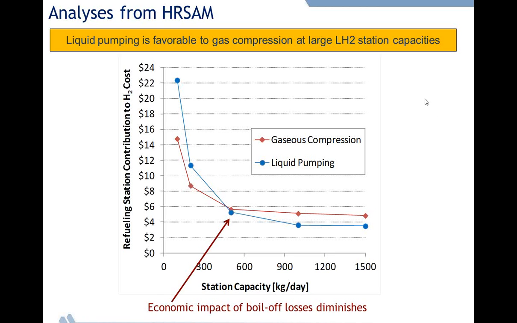Then you will see there is actually at some point liquid pumping, the small capital impact of boil off will be less, and the configuration of the station could be very different from the early stations. Next slide, please.